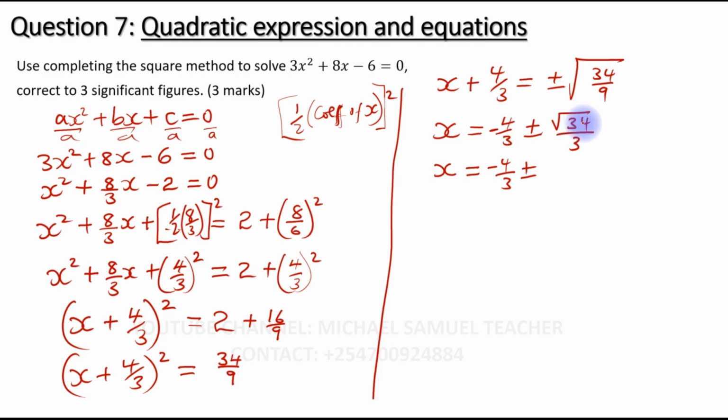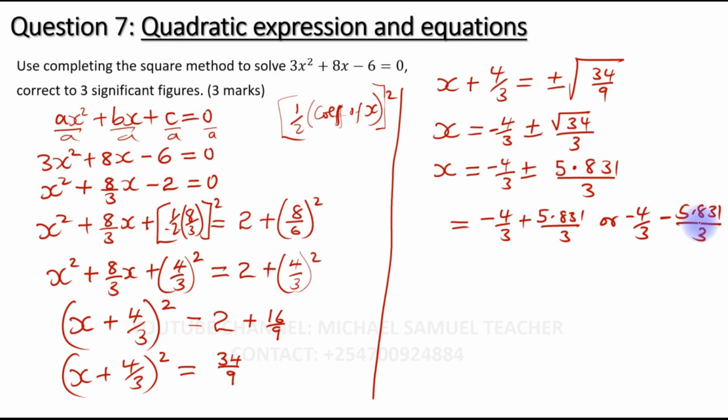Using a calculator, square root of 34 is 5.831 all over 3. So to get the value of x, this will be either minus 4/3 plus 5.831 over 3, or the other case will be minus 4/3 minus 5.831 all over 3. So using a calculator, minus 4/3 plus 5.831 over 3, we shall get 0.6103, or the other case will be minus 4/3 minus 5.831 over 3. Using a calculator, we get minus 3.277.